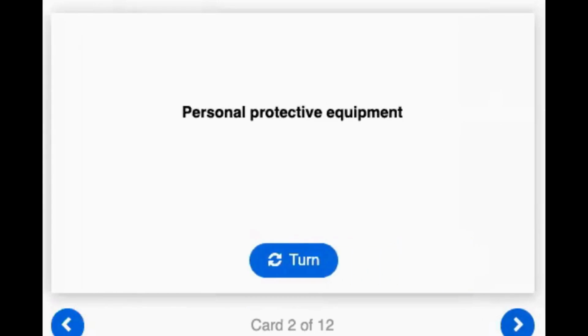The next card is, what is personal protective equipment? Just think in your mind and try to explain these things. Then I will turn the card and you will see the response.